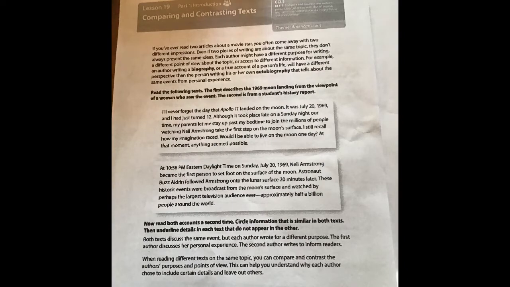Let's start at the beginning of Lesson 19, Part 1, Introduction, Comparing and Contrasting Text. It sets us up with background information on why comparing and contrasting texts is so important. In short, it helps you understand the author's purpose. It says that each author might have a different purpose for writing, a different point of view about the topic, or access to different information. For example, an author writing a biography, or a true account of a person's life, will have a different perspective than the person writing his or her own autobiography. That just makes sense, right?